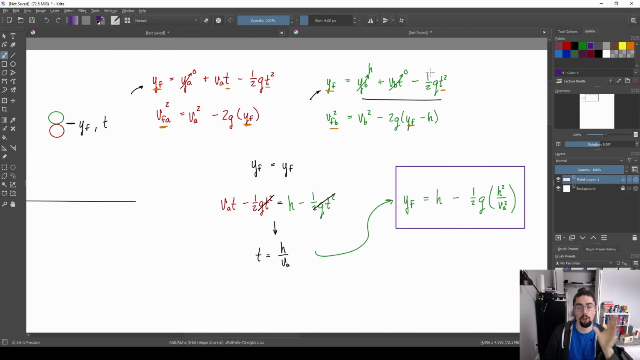Yeah, they share the same location at the same time. Absolutely.